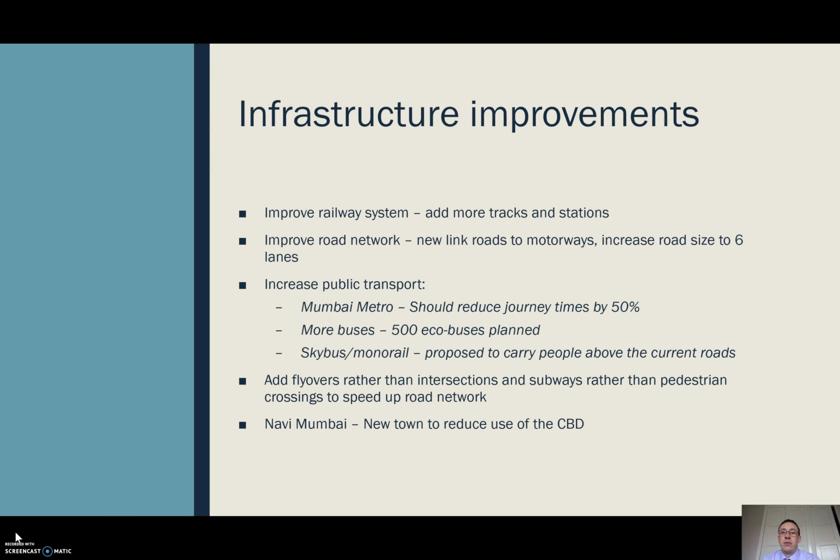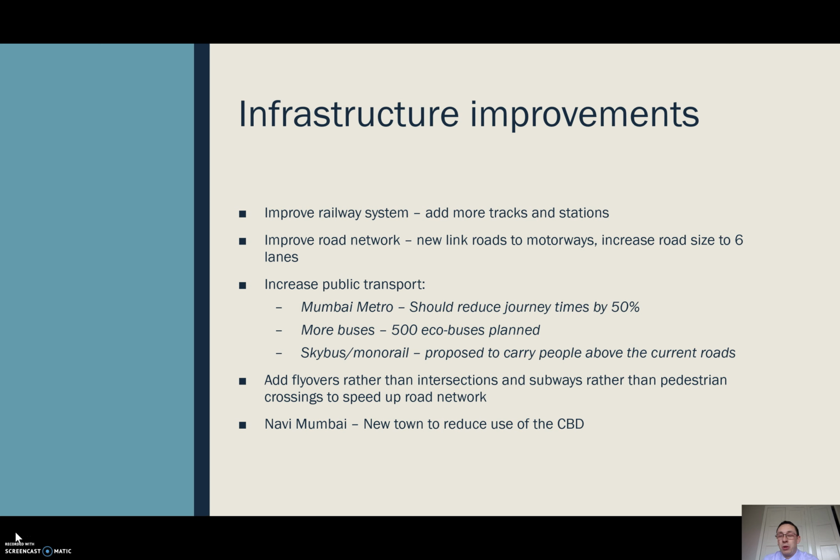So, overall infrastructure improvements, what has been attempted? Improve the railway network, doing this primarily by adding more tracks so that the railway network spreads to a wider area, and adding more stations so that it stops more frequently and thus more commuters can get access to it. Improve the road network itself, make more links to the main motorways and increase road sizes of up to 6 lanes, 3 lanes on either side. And this is going to mean that, again, more traffic can utilise the roads.